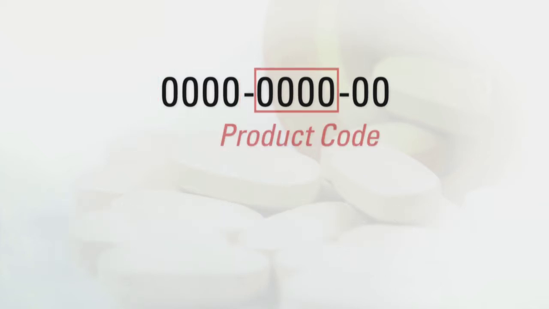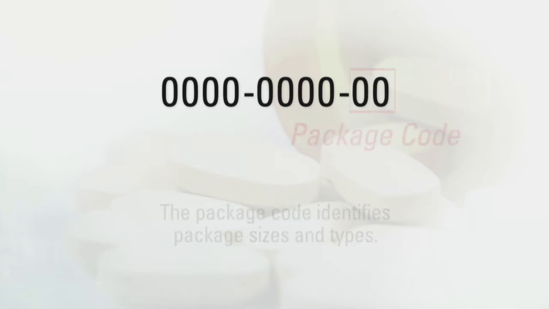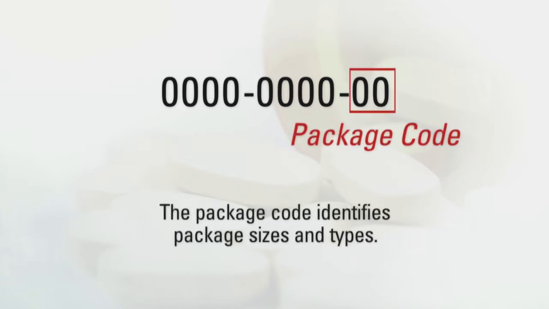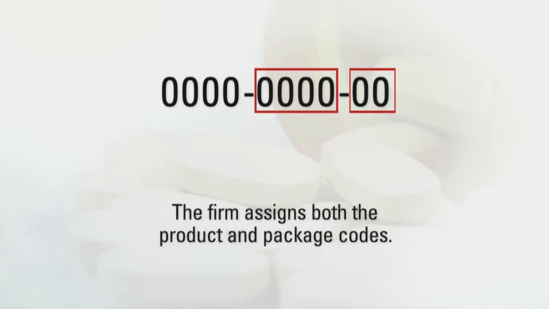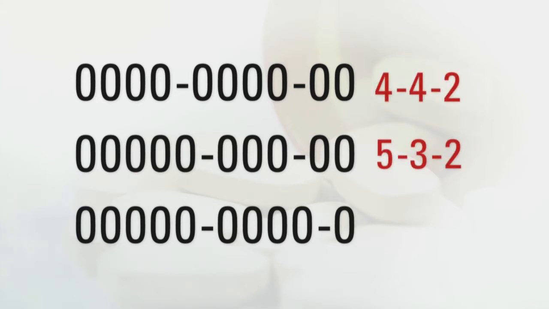The second segment, the product code, identifies the drug, including the specific strength, dosage form, and formulation. This segment may contain 3 or 4 digits. The third segment, the package code, identifies package sizes and types. This segment may include 1 or 2 digits. The firm assigns both the product and package codes. Currently, NDCs are created in one of the following configurations: 4-4-2, 5-3-2, or 5-4-1.